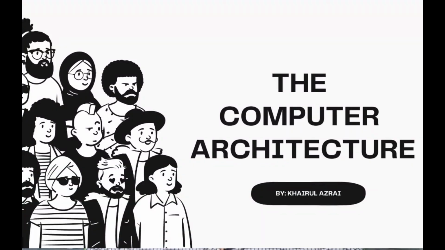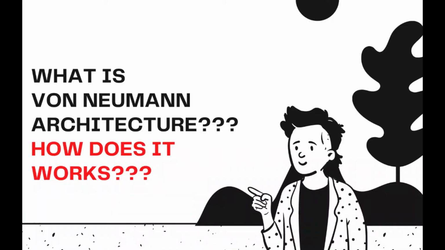Today, I want to talk about the differences between the von Neumann architecture and other similar architecture. Before I start to state the differences between the von Neumann architecture and other similar architecture, let me briefly explain how the von Neumann architecture works. Von Neumann architecture is a stored program concept that was created by John von Neumann.